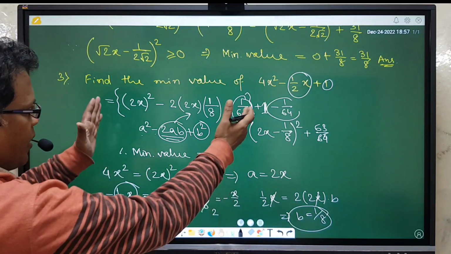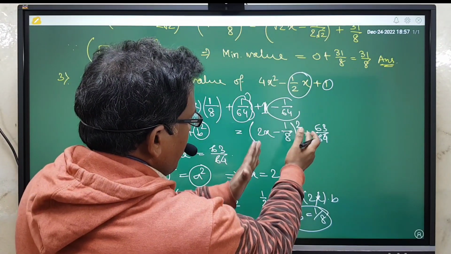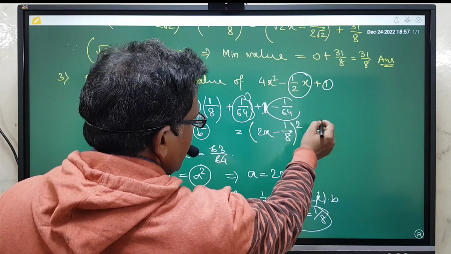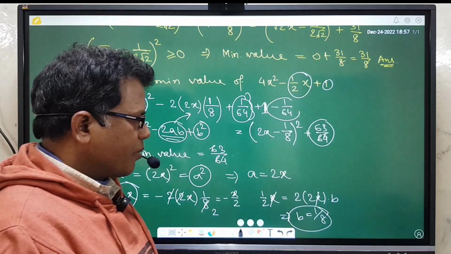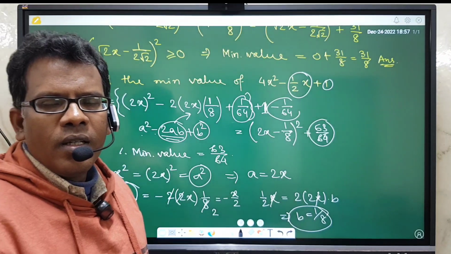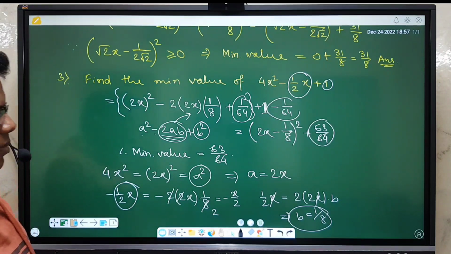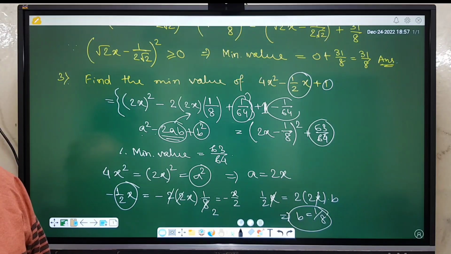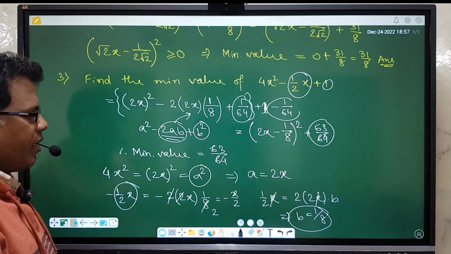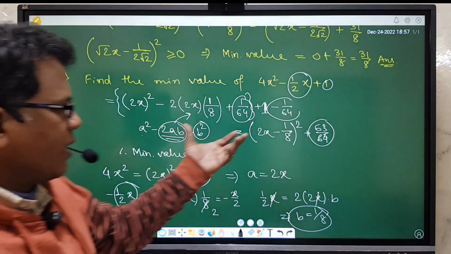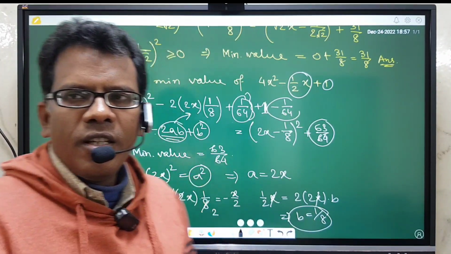So then using this much as a whole square expression, a minus b whole square plus 1 minus 1 by 64, on simplification gives us 63 by 64. Are you getting me? Could you follow the steps now? Yes, so this is the way we get the minimum value of the expression, which is 63 by 64.